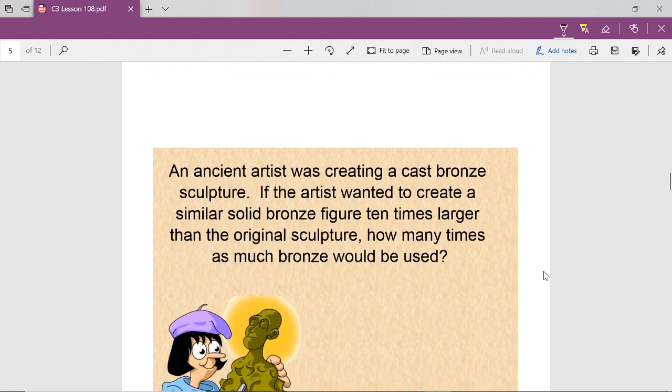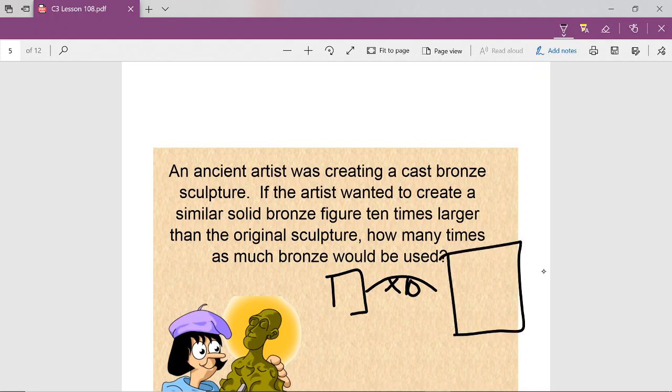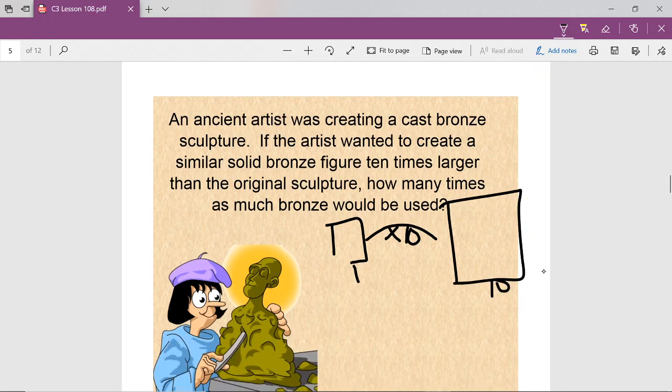Big thing, big thing. All right, an ancient artist was creating a cast bronze sculpture. If the artist wanted to create a similar solid bronze figure 10 times larger than the original, how many times as much bronze would be used? Well, think about this figure, whatever it might be, and we have it 10 times bigger, from this original to this new, 10 times bigger. But that's just side length, so going from 1 to 10, or whatever it might be.